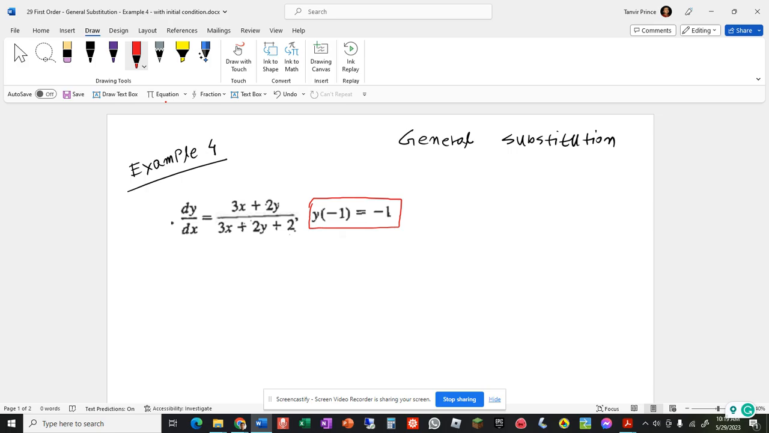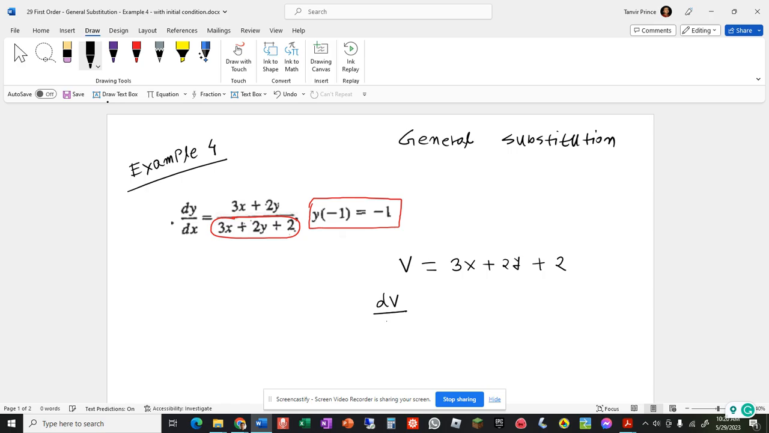So here you can substitute v equal to 3x plus y, or you can do the whole denominator. It's better to do the whole denominator, so let's do that. Okay, so I'm going to use the substitution v equal to 3x plus 2y plus 2. Let's do that. The same way we did before, make sure you watch the previous 3 videos on general substitution.